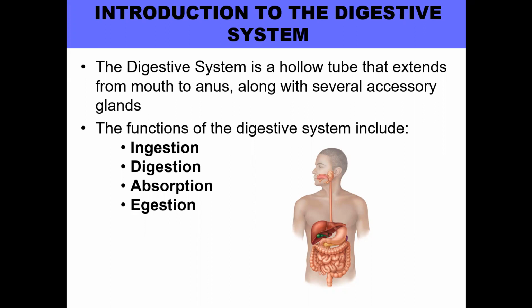Absorption is the movement of those nutrients from the digestive tract, so from the hollow tube into the blood, so that the nutrients can be distributed throughout the body. And egestion is excretion of solid waste. So that's getting rid of the parts that we don't need.